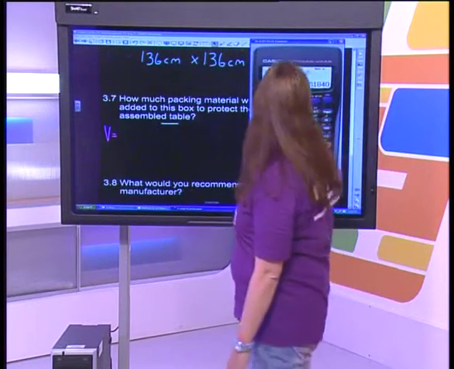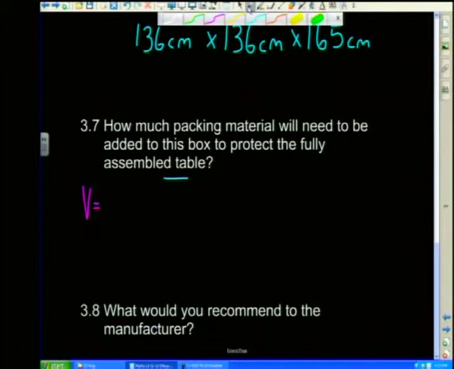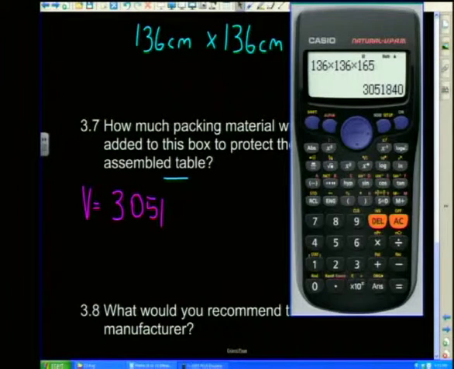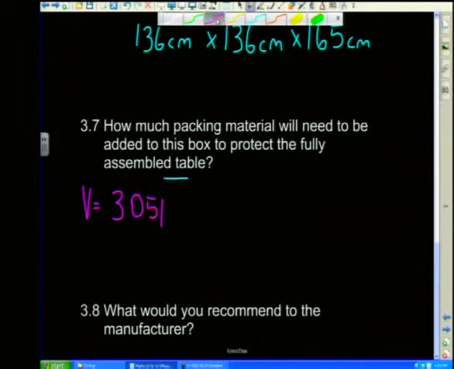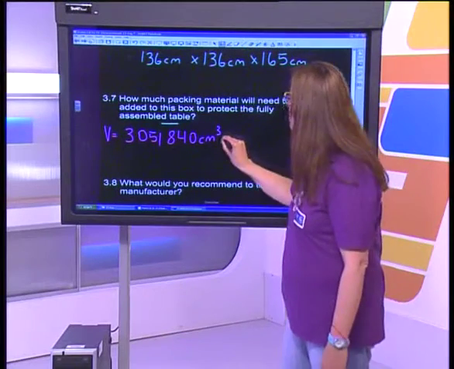So 3,051,840. Those are centimeters cubed. And I'm going to minus.